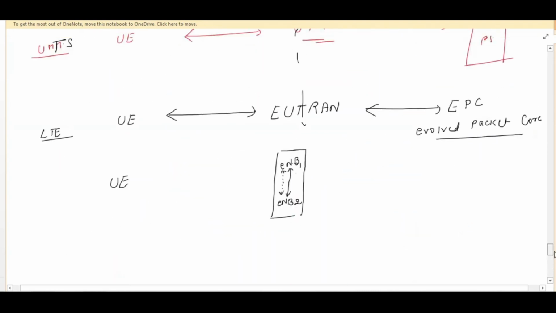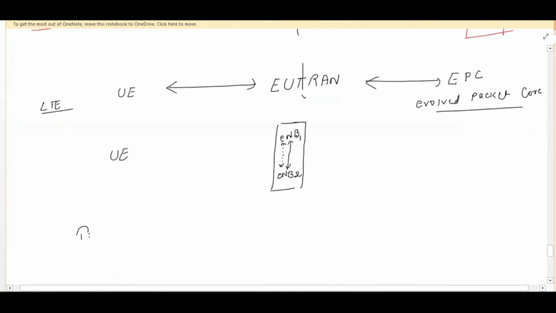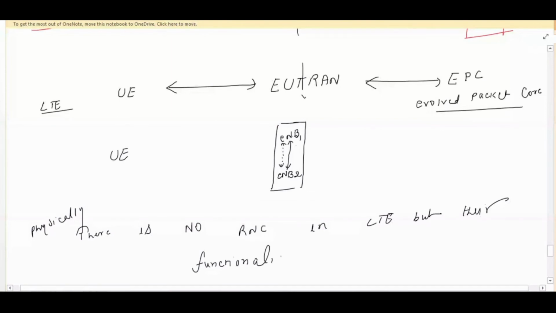I hope it is clear. So physically there is no RNC in LTE, but its functionality will be implemented in the eNode B.